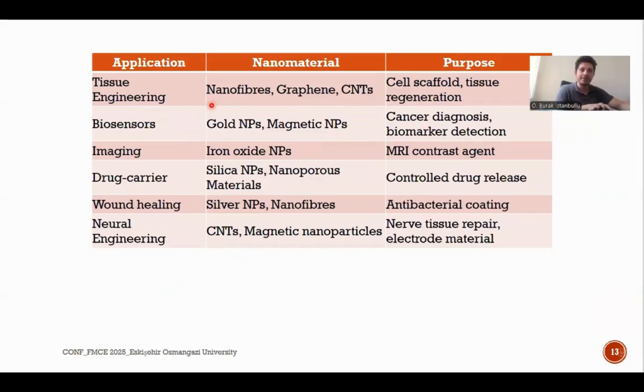For example, graphene and carbon nanotubes are used in tissue engineering for promoting cell adhesion and tissue regeneration in scaffolds. On the other hand, silicon nanoparticles are utilized as a drug carrier in controlled drug release. The antibacterial feature of silver nanoparticles makes them useful in wound healing.